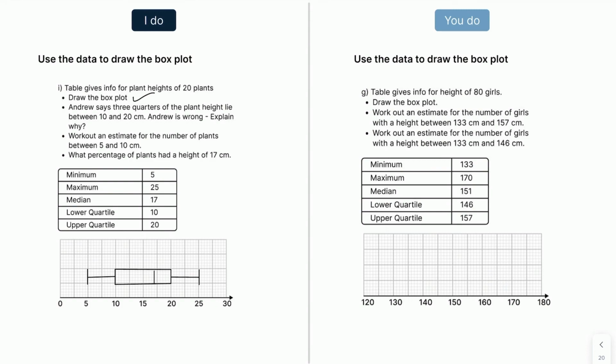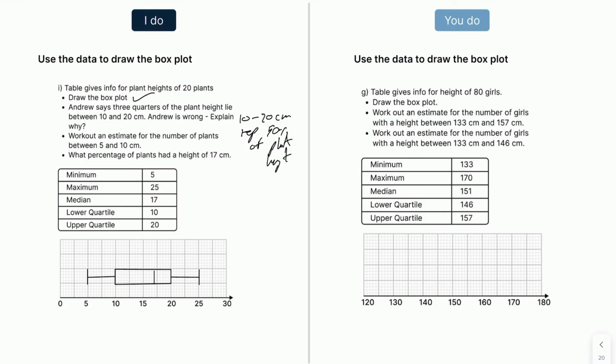Now the next one says, Andrew says 3/4 of the plant height lie between 10 and 20. So where is 10? 10 is there. Where's 20? 20 is there. Now we know that this is the lower quartile and this is the upper quartile, and in between this holds 50% of the data. So that is why he is wrong. And you would just write, explain why he is wrong: 10 to 20 centimeters represents 50% of plant height.